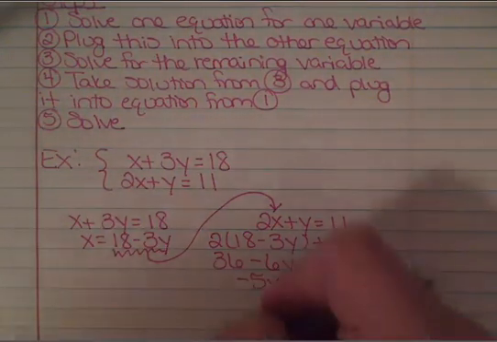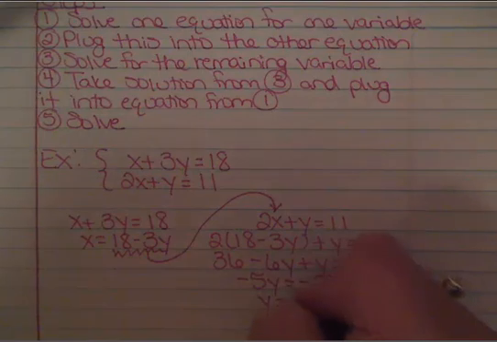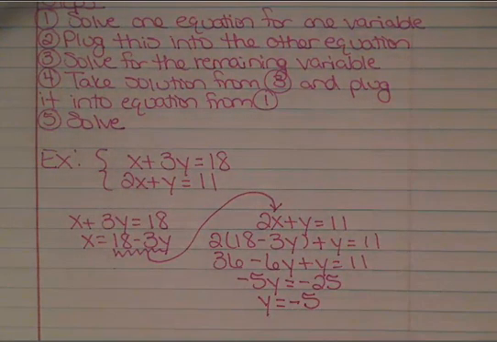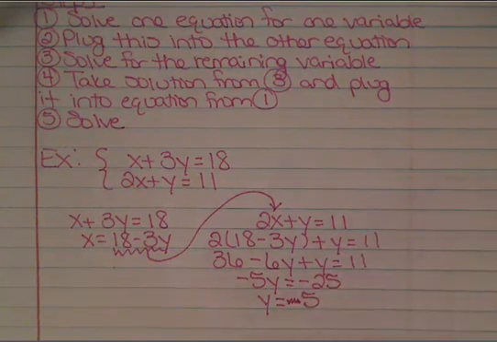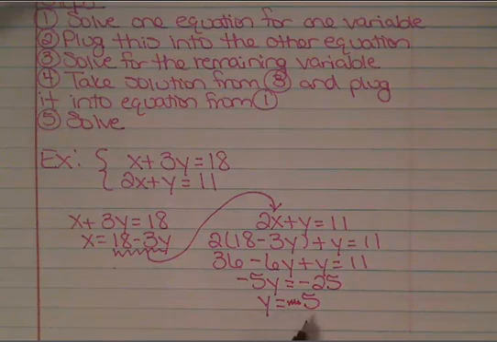Divide both sides by negative 5, and that gives you y equals negative 5. Or excuse me, that's supposed to be positive 5. So we have y equals 5. So right now we know half of it. We know what y equals, but we don't know what x equals.